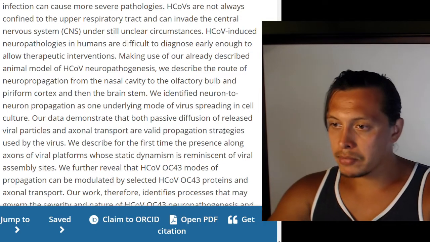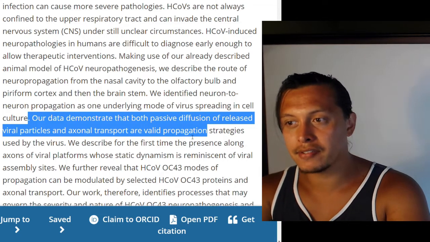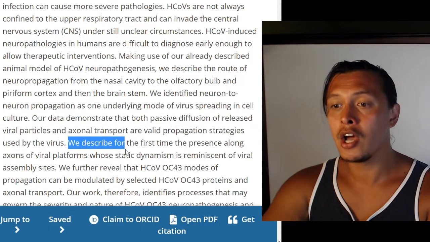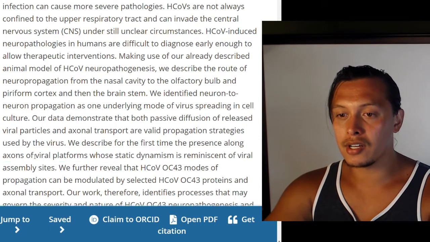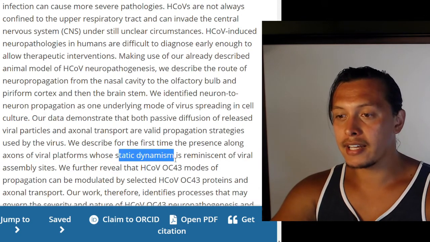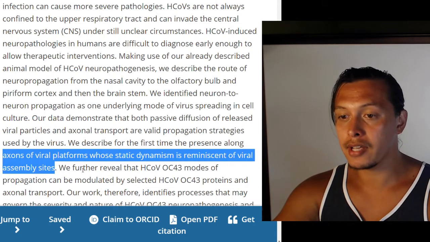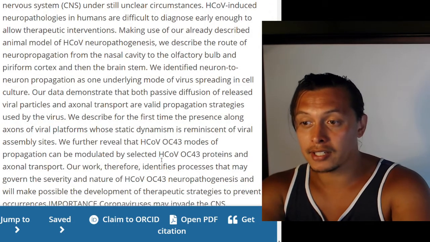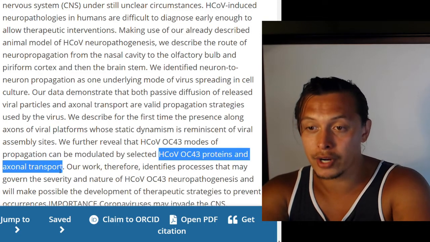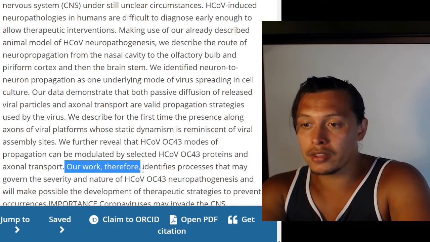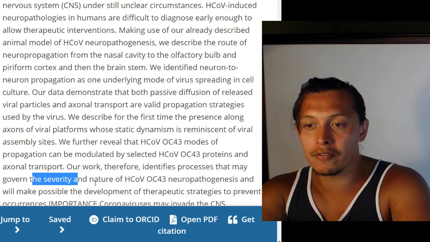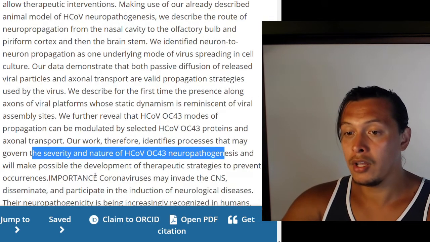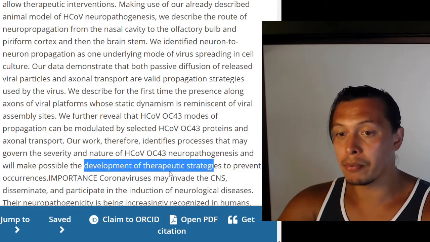So let's see. Our data demonstrate that both passive diffusion of released viral particles and axonal transport are valid propagation strategies used by the virus. We described for the first time the presence along axons of viral platforms whose static dynamism is reminiscent of viral assembly sites. We further revealed that HCoV-OC43 modes of propagation can be modulated by selective HCoV-OC43 proteins and axonal transport. So our work identifies processes that may govern the severity and nature of HCoV-OC43 neuropathogenesis and will make possible the development of therapeutic strategies to prevent its occurrence.